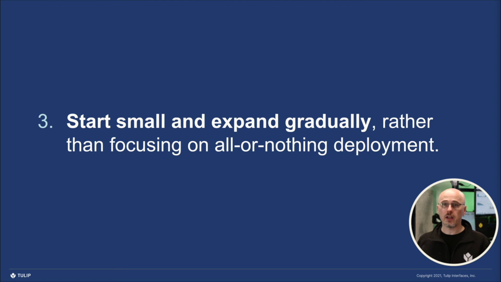The third is to be able to start small and expand gradually. By starting small, I'm able to find the value quickly and then use that to justify the expansions. Take advantage of this iterative mindset that we talked about earlier. If I have an all or nothing type deployment, what ends up happening is that there's a lot more risk on that deployment, and potential cost that's associated with it.